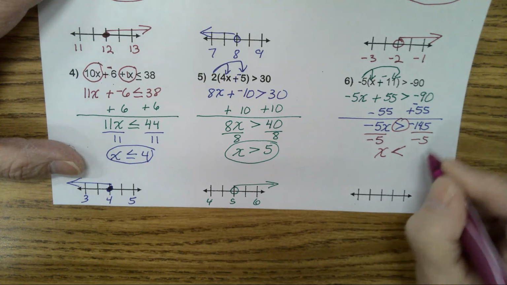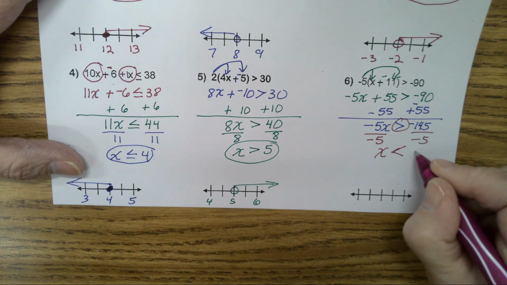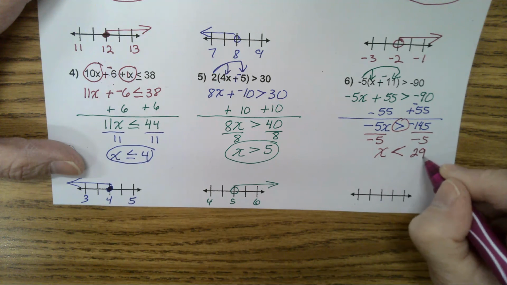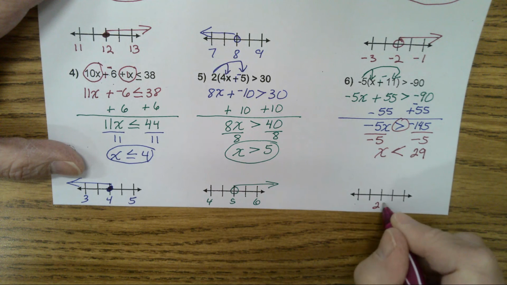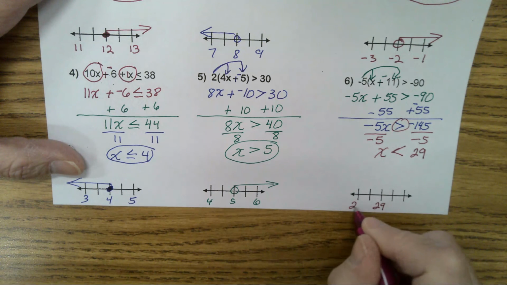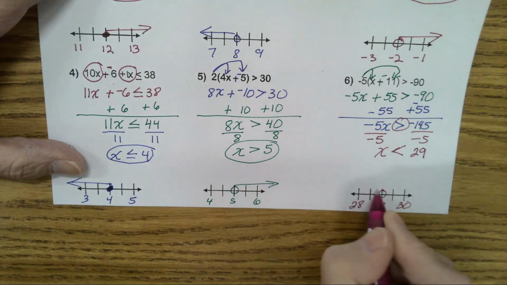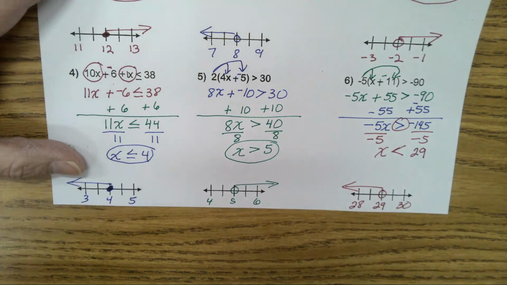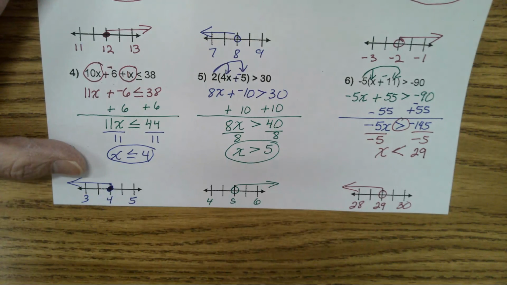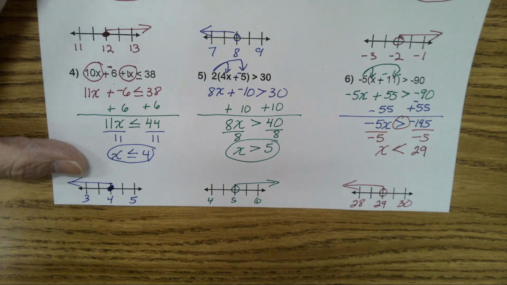X is less than a positive 29. Open circle going to the left. Any questions on what we were practicing here?